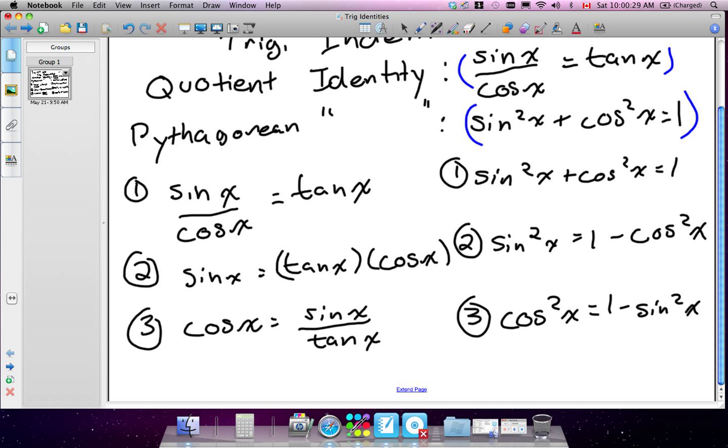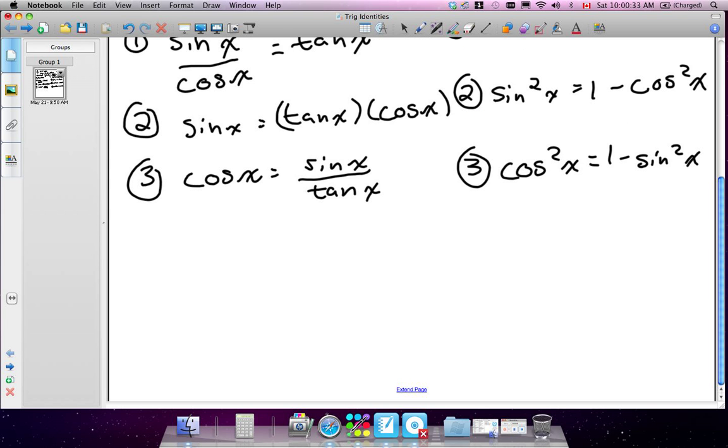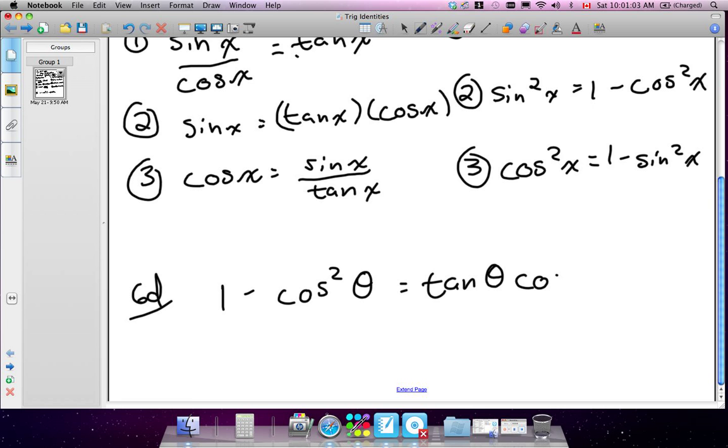Okay, so we get used to seeing stuff like that. Let's do your question, 6D. The question said, verify each identity. So we had D: 1 subtract cosine squared theta. Theta can just stand for x, any variable. Equals tan theta, cosine theta, and sine theta. So what this says is 1 subtract cosine squared theta equals tangent theta times cos theta times sine theta.